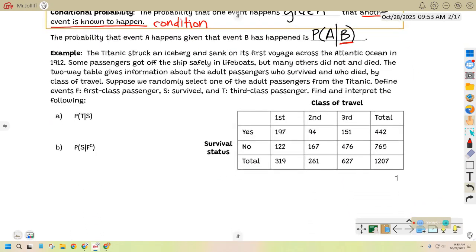It says the Titanic struck an iceberg and sank on its very first voyage across the Atlantic Ocean in 1912. Some passengers got off the ship safely in lifeboats, but many others did not and died. The two-way table gives information about the adult passengers who survived and who died by class of travel. Suppose we randomly select one adult passenger from the Titanic. Define events F as first class, S as survived, T as third class. Find and interpret the following: P(T|S) and P(S|not F).